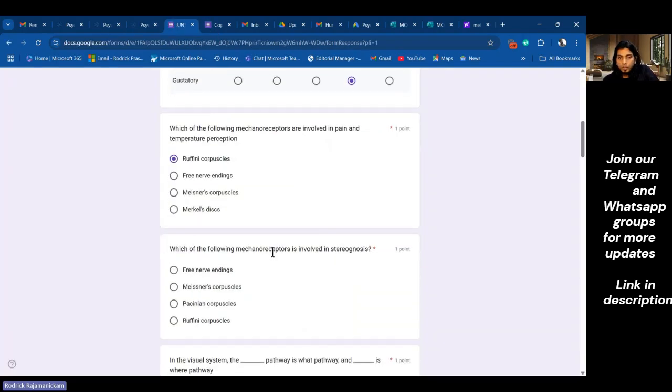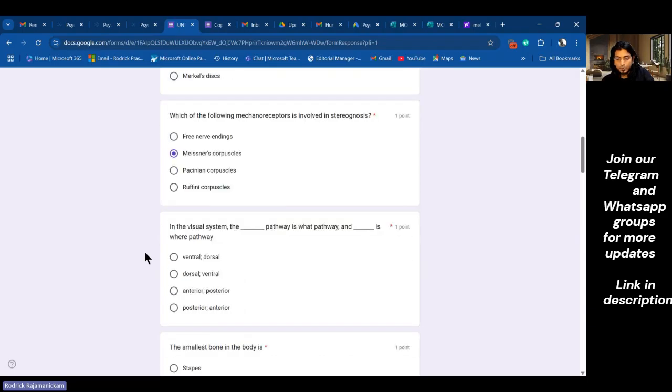Which of the following mechanoreceptors is involved in stereognosis? Okay, so stereognosis is basically when you have an object in your palm and you identify what object it is. It involves identifying structure or surface and also its form. So Meissner's and Merkel's discs are involved there, not free nerve endings, not Pacinian, or even Ruffini. If Merkel's disc were an option, that would also be involved, but it is not there. So it's only Meissner's corpuscles, right?